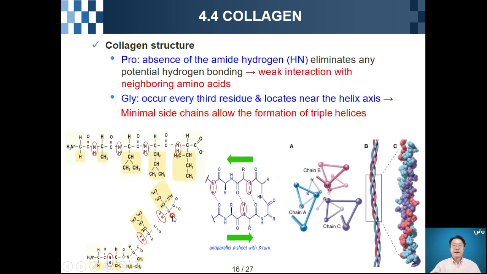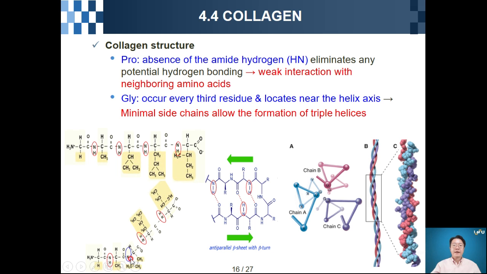However, if you see proline, so this is proline. When they make the polypeptide, if there is proline, it changes. They make a turn. Okay. If you see here, they only have N. For example, the other amino acids have NH, but the proline only has N. So it means that the absence of the amide hydrogen eliminates any potential hydrogen bonding. So it means weak interaction with the neighboring amino acids. Usually when they make the triple helix, they make hydrogen bonding with the neighboring amino acid. However, the main component of collagen is proline.